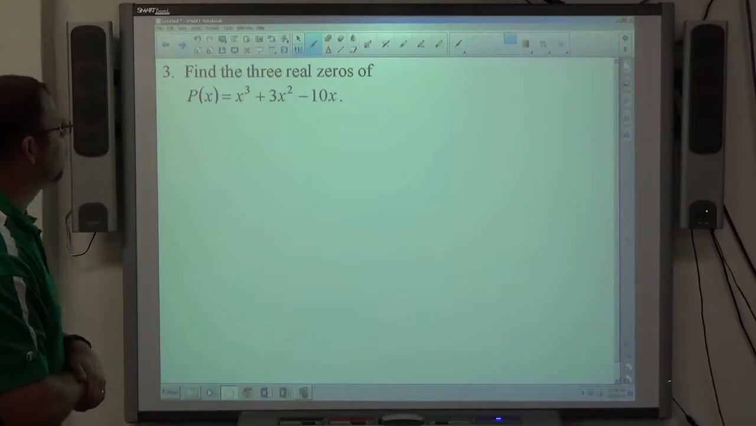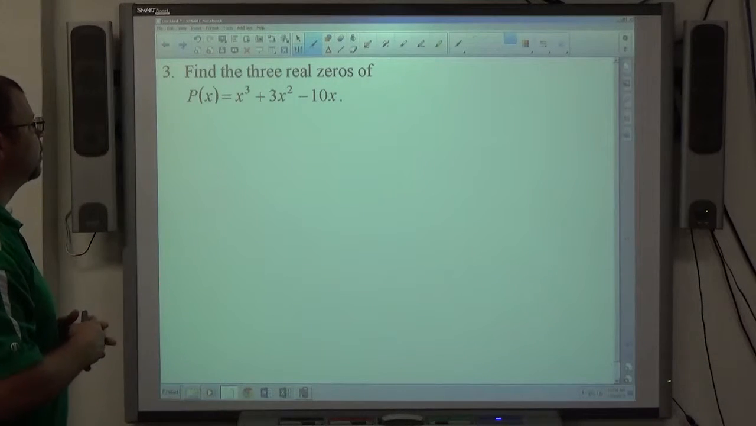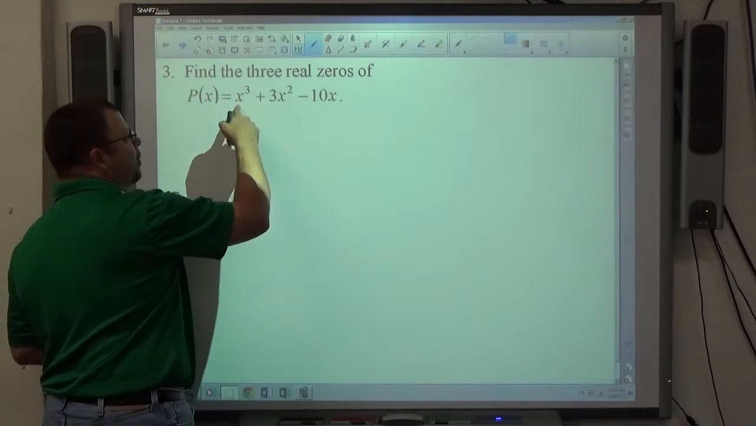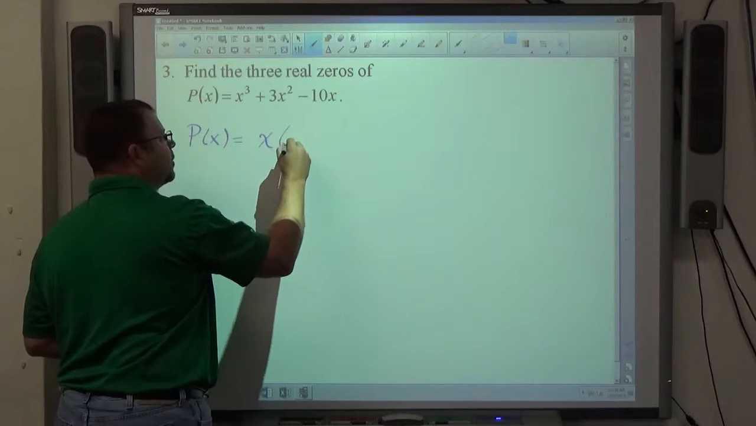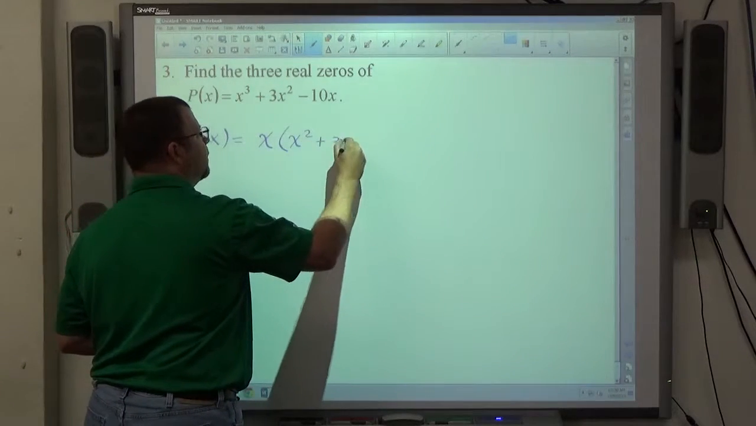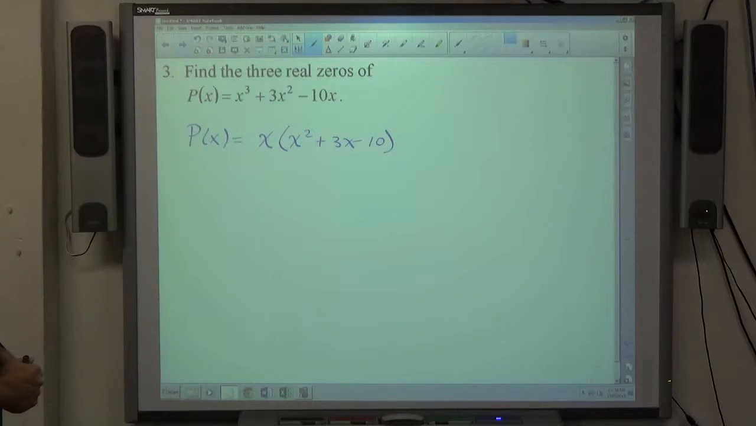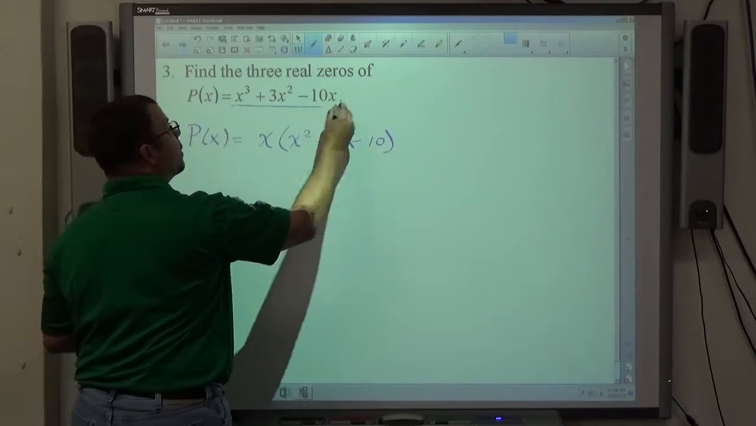Number 3, find the 3 real zeros of p of x equals x cubed plus 3x squared minus 10x. To find real zeros really depends on the problem. X to the third power, you can notice on this one, if I take an x out, that gets me to a factored form of that, x squared plus 3x minus 10 being multiplied by the x. I noticed x being a common factor there.